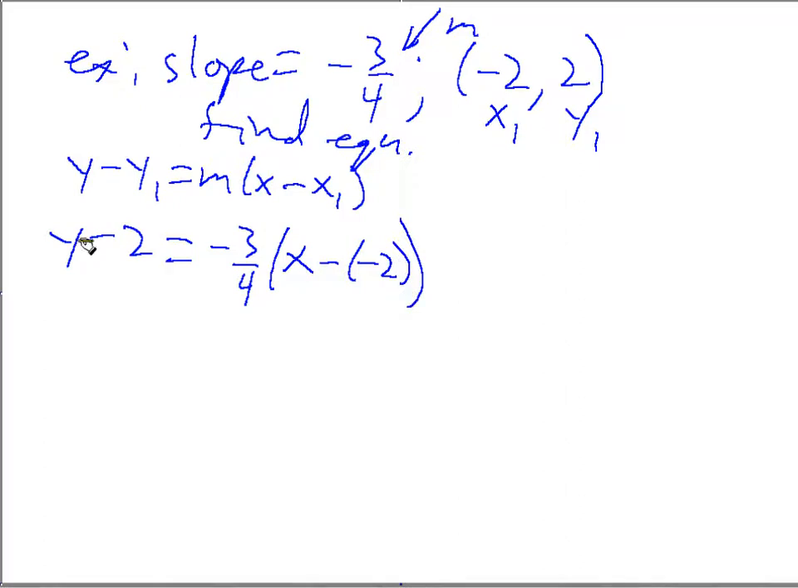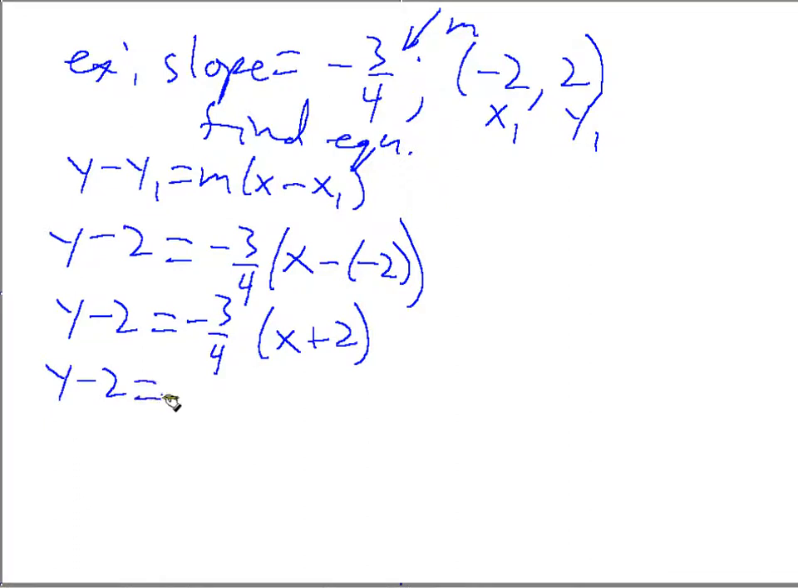So again, y minus y1 equal to m times x minus x1. That's going to be y minus 2 equal to negative 3/4 times x plus 2, essentially. I'm just doing some algebra to simplify. Let's get it in mx plus b form, solve for y in other words. So y minus 2 is equal to, let me distribute the negative 3/4: negative 3/4 times x, negative 3/4 x, and negative 3/4 times 2.